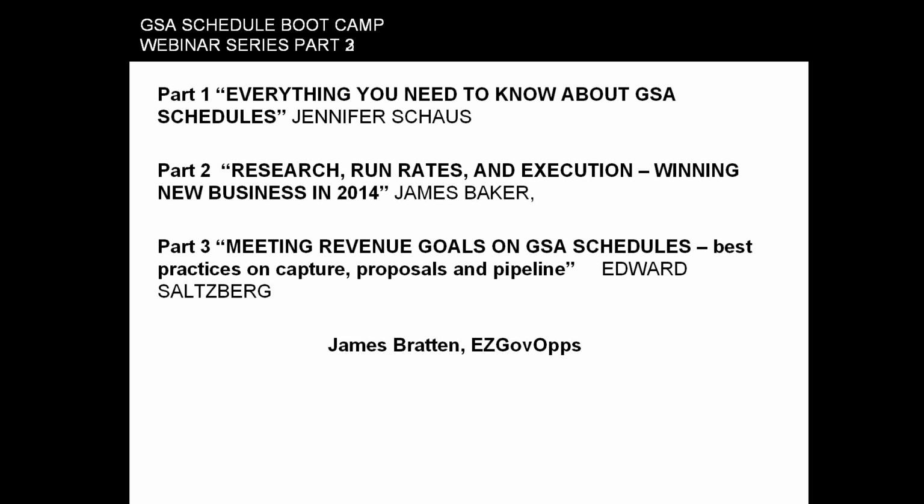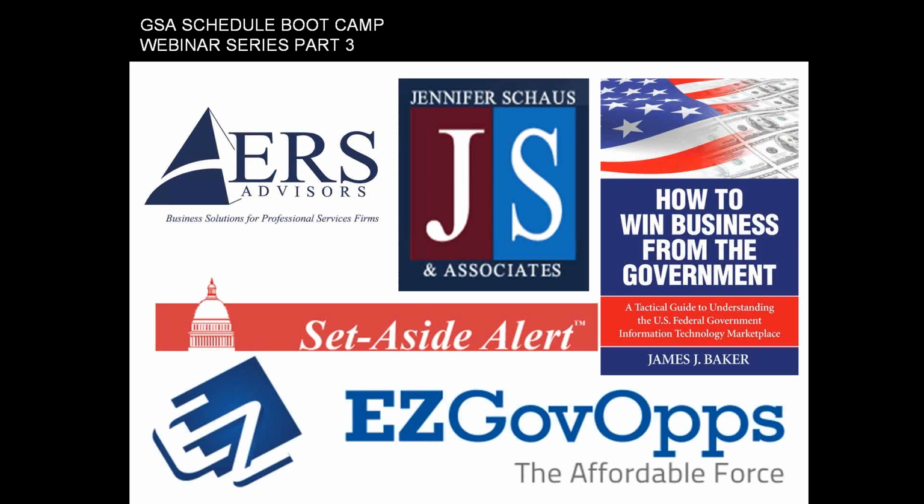What's good about the EZGov tool is that it's all in one place, and you can get access to a tremendous amount of information. And the real question is, well, how do you use that tool in order to develop a pipeline of opportunities for a GSA schedule?